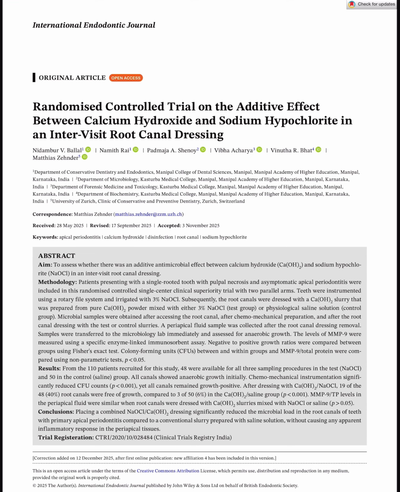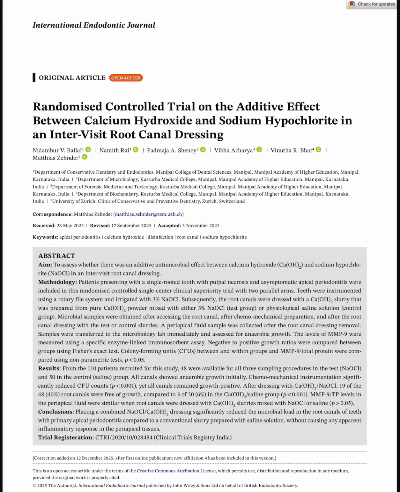In the test group, calcium hydroxide powder mixed with 3% sodium hypochlorite as a thin slurry placed with a lentulo spiral, and in the control group, calcium hydroxide powder mixed with physiological saline at the same ratio and placement technique, and access was sealed with Cavit. After 1 week, re-isolation and disinfection, removal of the dressing, irrigation with 10% citric acid to remove calcium hydroxide, then saline, and a third microbiological sample was taken.